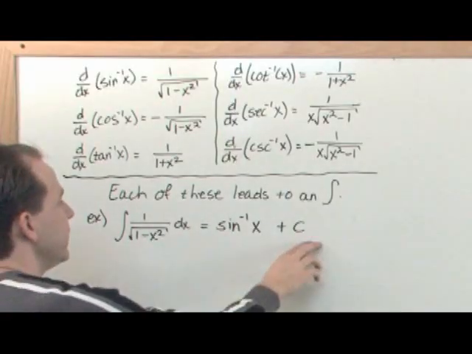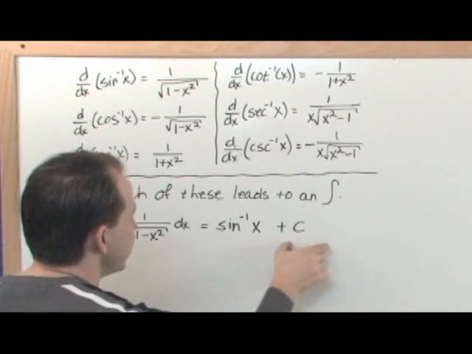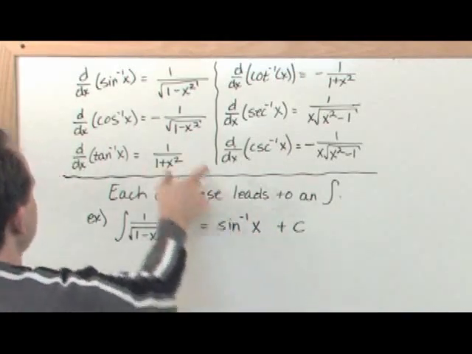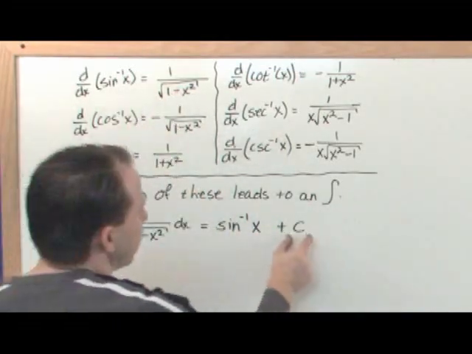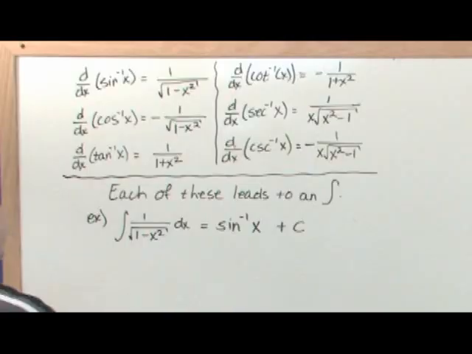to have that constant there, because when you take the derivative of this, you're going to get back this. By definition, when you take the derivative of this constant, it's going to go to 0. So you always have to have that.